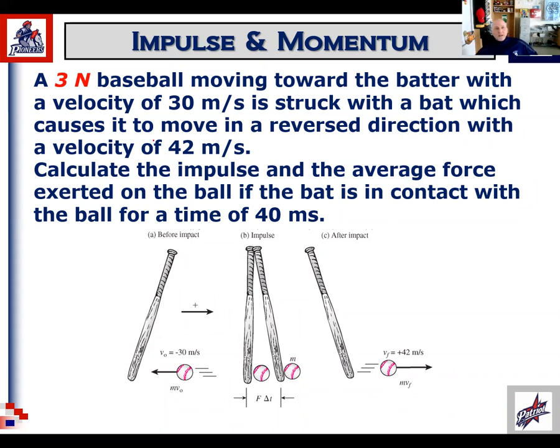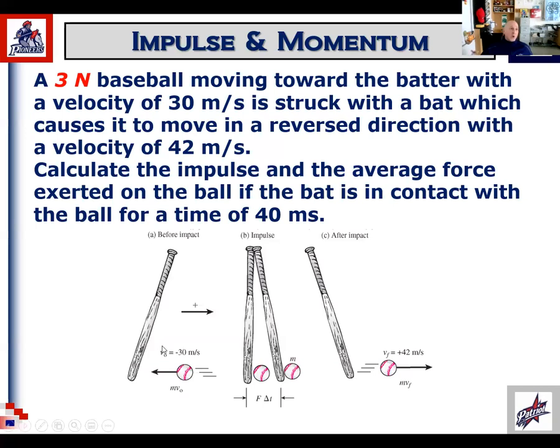And so you've got this 3 Newton baseball. So notice I made this italicized in a different color because I wanted you to notice the unit is not given in kilograms, but it's given in weight. It's moving at 30 meters per second. It's struck with a bat that makes it go faster.